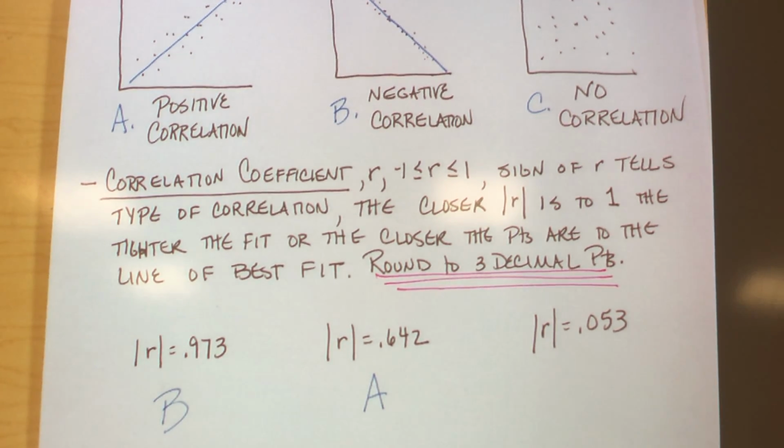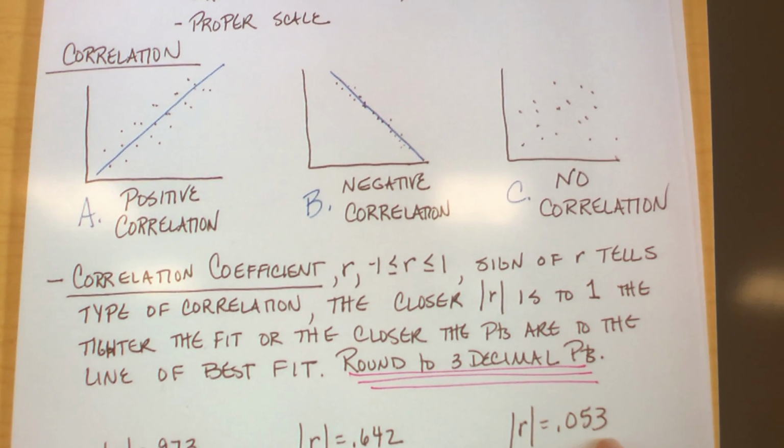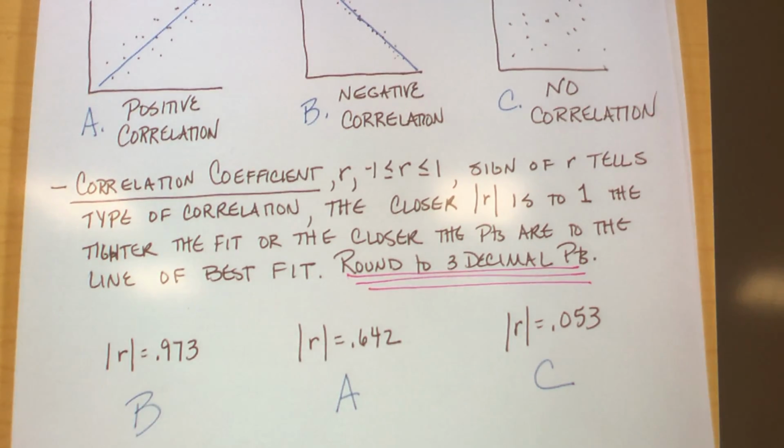Now, people, this is not even close to 1. I would look at this and say, you have nothing. You have nothing. Which one is no correlation? The last one. Does that make sense?